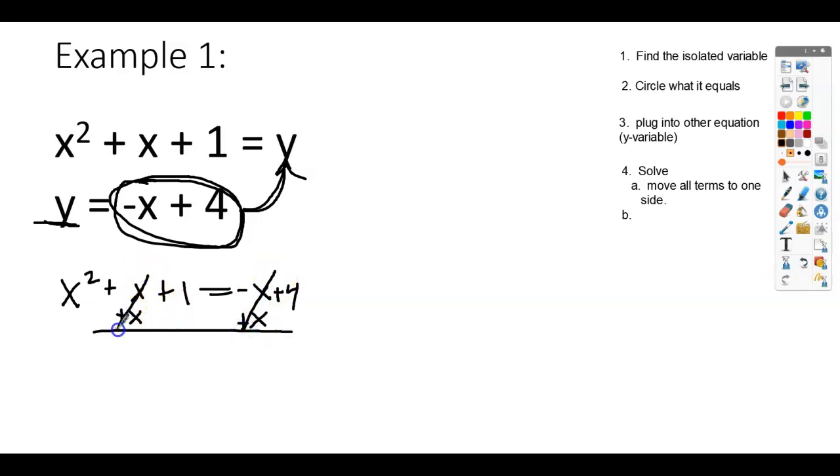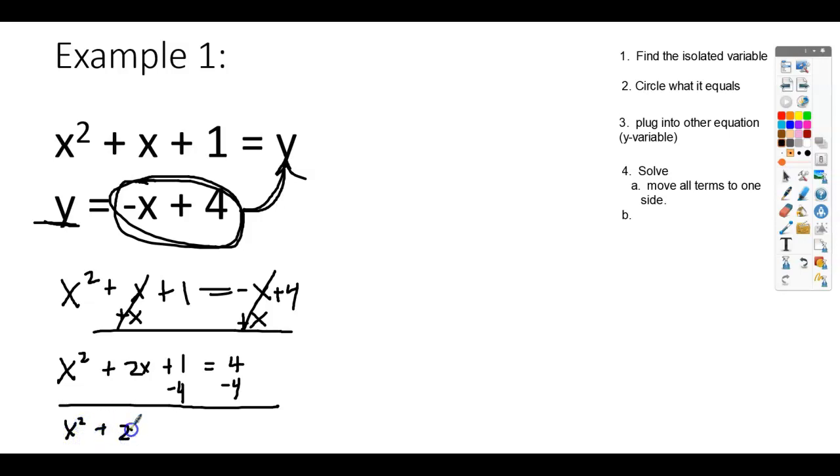So now the x's cancel out. And then I'm going to minus the 4. I want to move everything over to one side. Does it matter which side you move? Not really. I just pick the one that looks easiest to me to do, and I go with that. So I chose to move everything on the right side to the left. Technically, you could do the opposite. All right, so there's that. So move everything to one side.